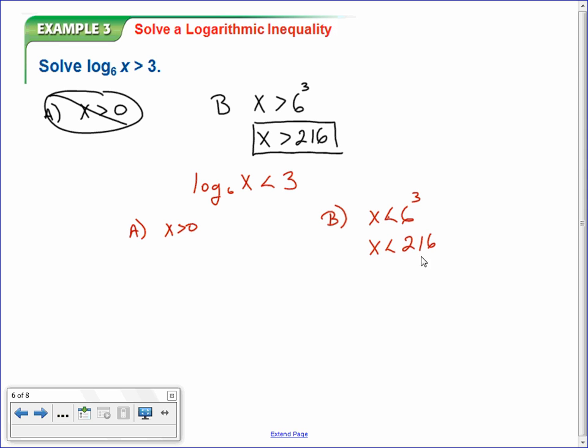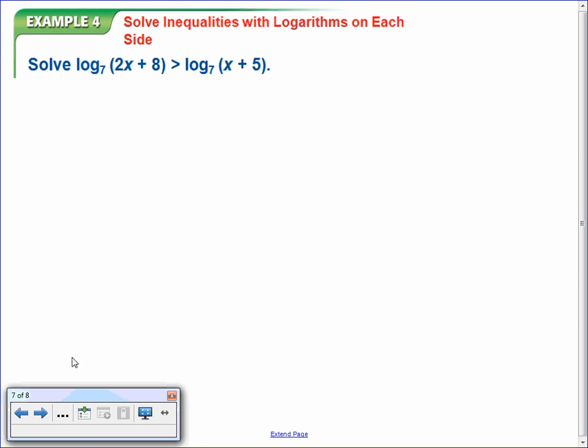216. Now since this says that x is less than 216, I also know that x has to be greater than 0 based on this statement. So in this situation, I would need 0 is less than x, I'll just turn this around, is less than 216. So you've got to put a little thought into this as to whether you need part A, part B of the parts. Now, our fourth example today, this one, we've got 3 parts to work with.